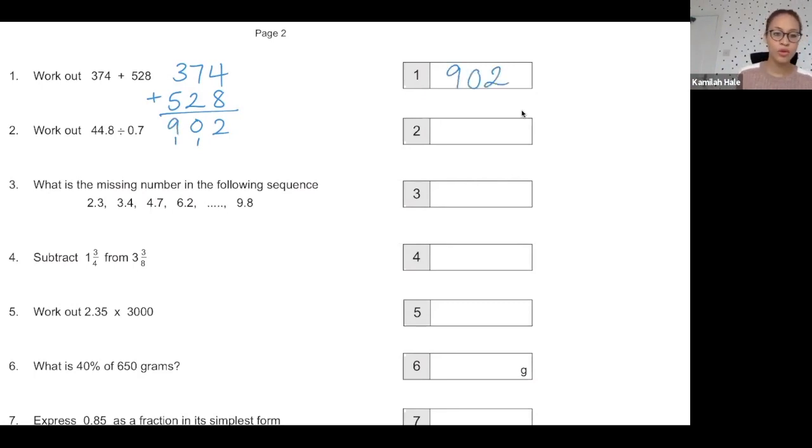Okay, 44.8 divided by 0.7. Can someone take a second to tell me in chat how we work that out? What do you think? Okay, how do we work out the second question? Yeah, good. So we would multiply both numbers by 10 in order to get rid of the decimal point.